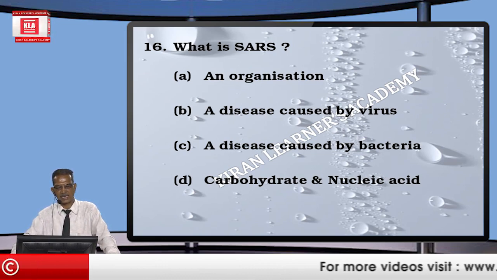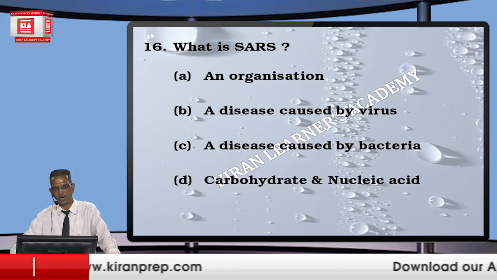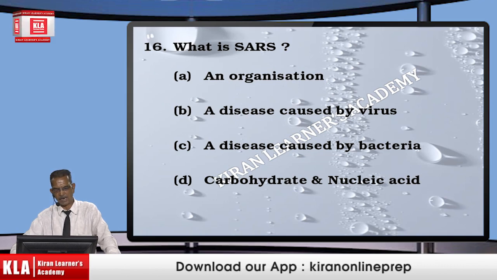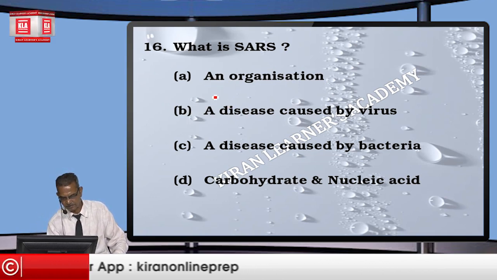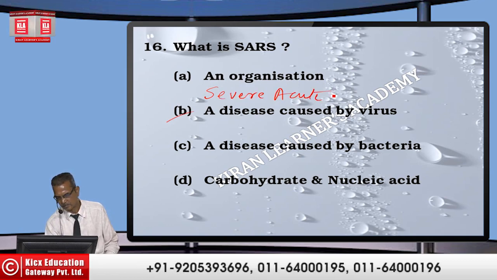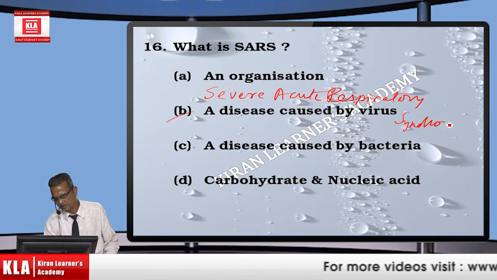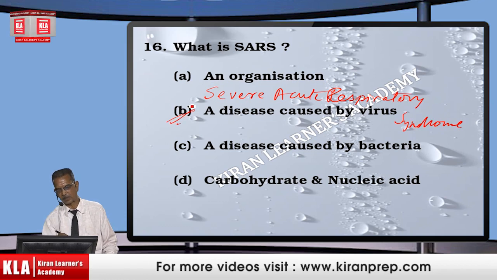What is SARS? An organization, a political organization. A disease caused by a virus, a disease caused by bacteria, or a type of carbohydrate nucleic acid. If we look at SARS, it is a disease which is caused by a virus, and SARS stands for severe acute respiratory syndrome. So B is the correct option for SARS.